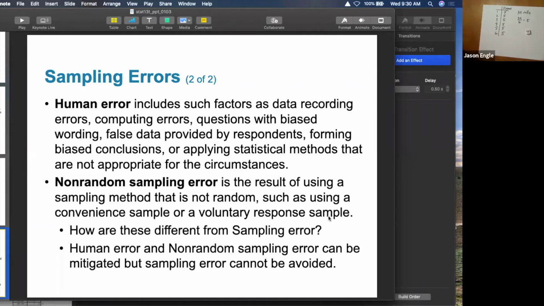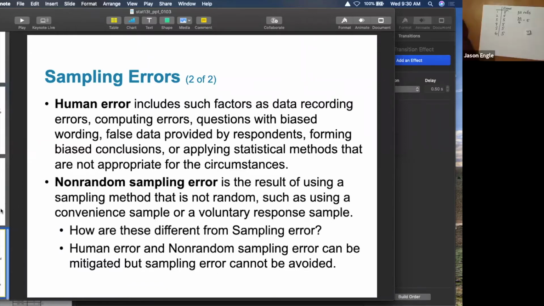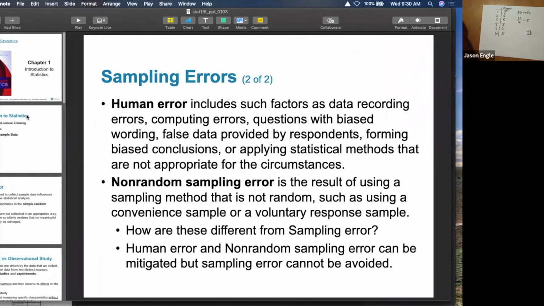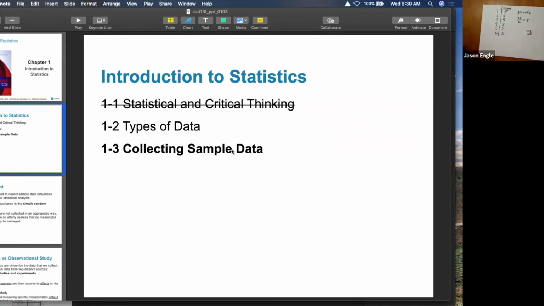So anyway, that concludes section 1.3, and hence concludes chapter 1. As you can see, chapter 1, between 1.2 and 1.3, is really a lot of definitions.